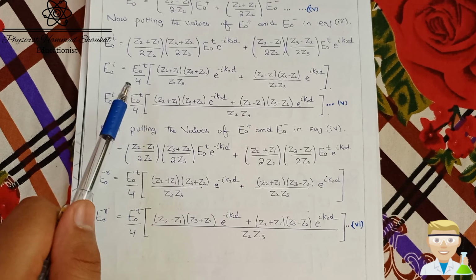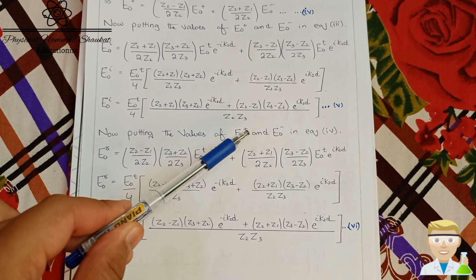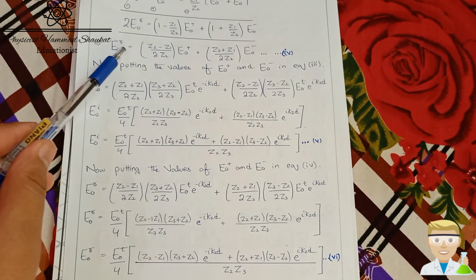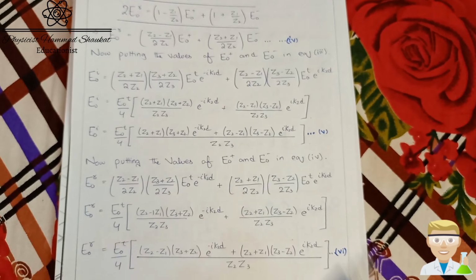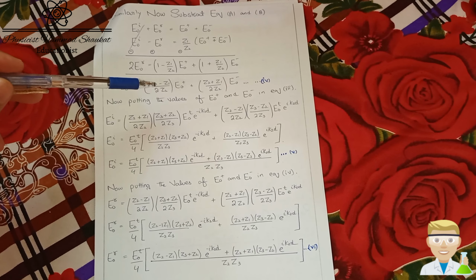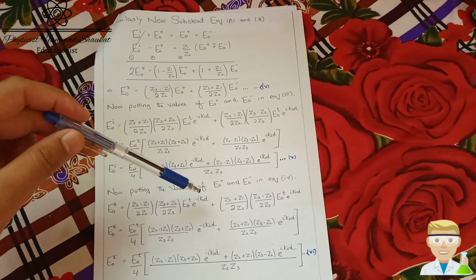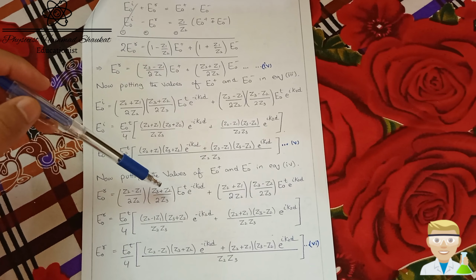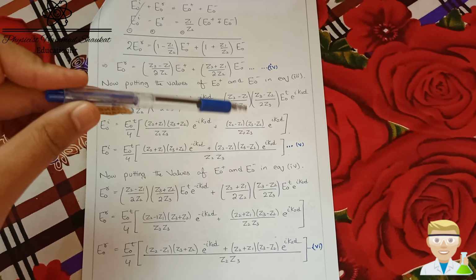And now let's move on to putting the values of E naught plus and E naught minus in equation 6. This is your equation 6 for the reflected electric field. So you can see we are substituting z2 minus z1 divided by 2 z2 as it is, and this is E naught plus that we have to put. So this is the value of E naught plus. Similarly, this is as it is, and the E naught minus value is this.